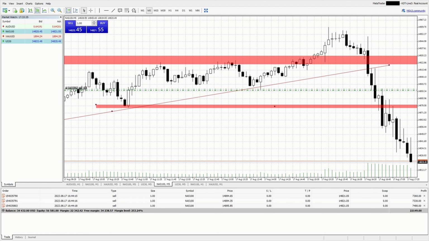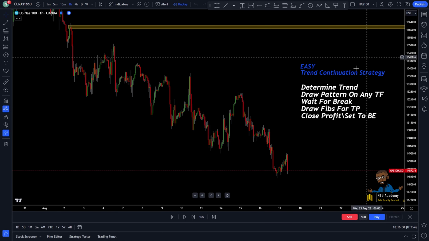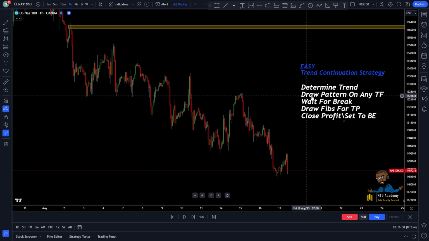Okay, so let's go ahead and break down the actual trade. Let me get into the actual trade, because we're going to be breaking that down now. So here we go, on the continuation trade. This is just an easy step-by-step, very, very simple.